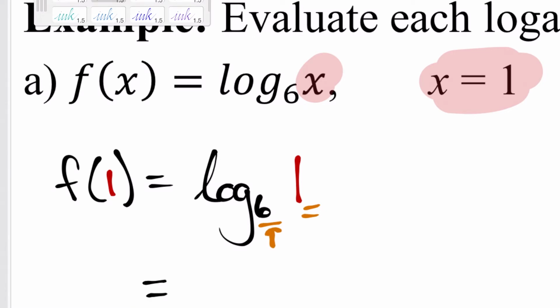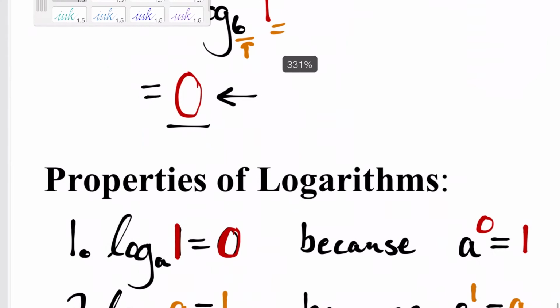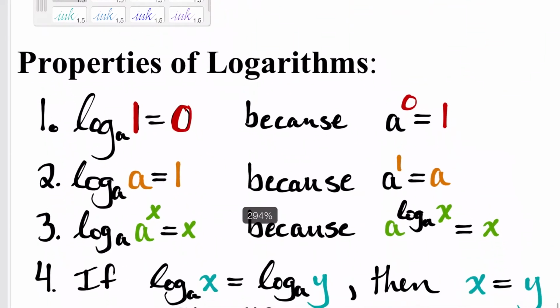If I have anything, just about anything, to the power of 0, we're going to end up getting 1, as long as it's not 0 to the 0 power. So 6 to the 0 power would end up getting us 1. This is where exponential rules, or exponent rules, come into play. So that leads us to some of the properties of our logarithms.